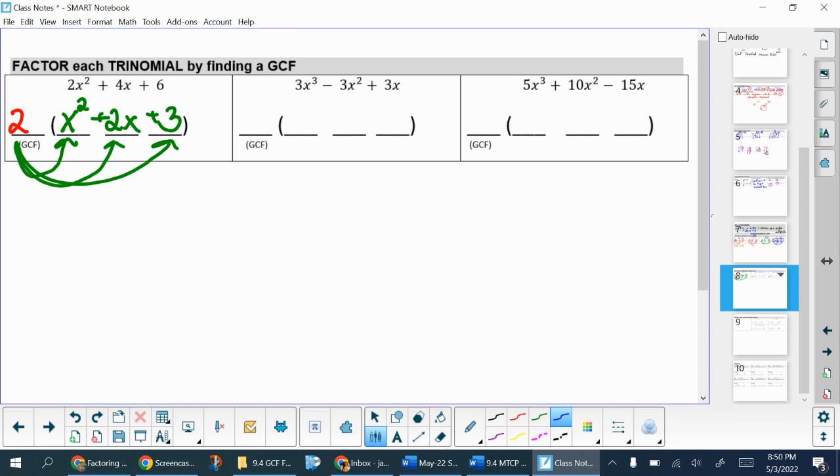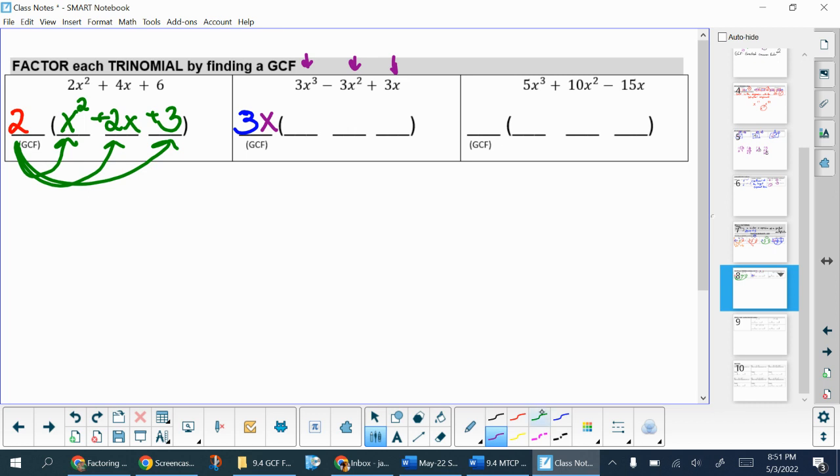Okay, let's look at this next one. First, start out with your numbers. We've got 3, negative 3, and 3. Well, the biggest thing that goes into 3, 3, and 3 is 3. Great. Now we can go back and look at our exponents, our variables. Well, I've got x squared, x to the third, x squared, and x. This time we do have a variable in all of them, and the lowest degree or lowest exponent one is just the x by itself. So 3x is our greatest common factor.